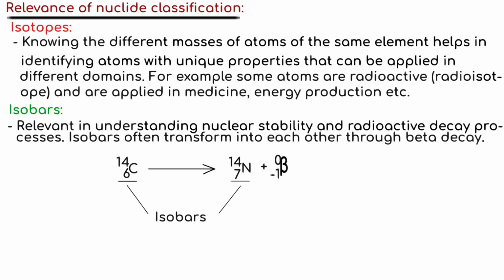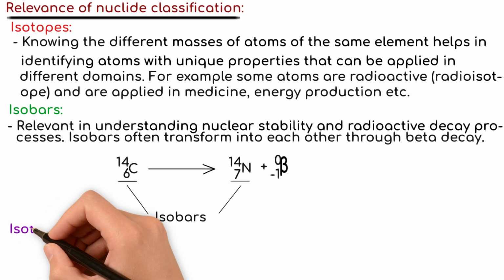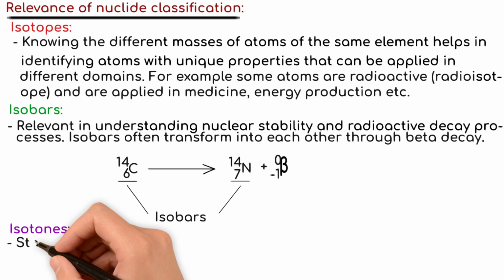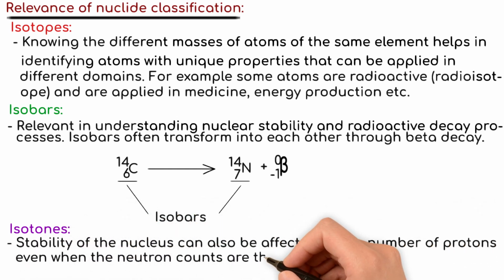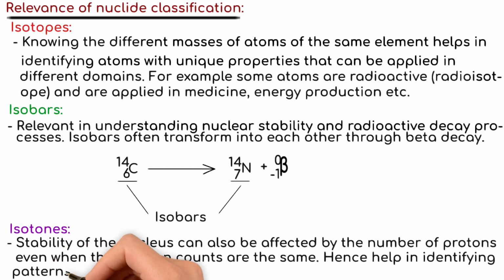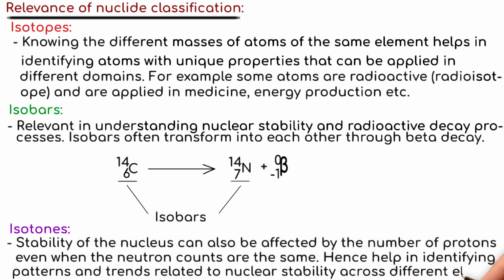What about isotones? The existence of isotones helps us to understand that the stability of the nucleus can also be affected by the number of protons, even when the neutron counts are the same. So it helps us in identifying patterns and trends related to nuclear stability across different elements. So classifying nuclides into isotopes, isobars, and isotones is very necessary in the study of nuclear and particle physics.